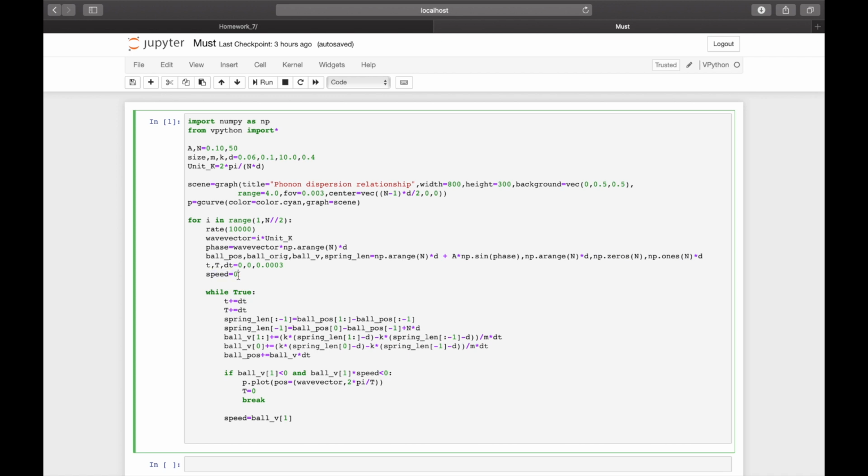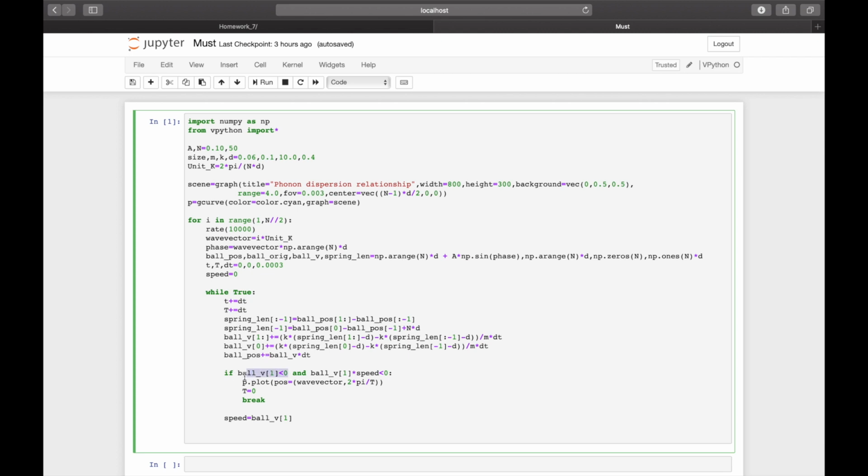Speed over here is created to store the previous ball's velocity since we need it to do some conditional statements. In the while loop, lower t and upper t will be updated as dt increases. The first until the second last spring length equal to the position of the second ball to the last ball minus the position of the first ball to the second last ball. The last spring length equals the position of the first ball minus the position of the last ball plus n times d since they are connected by one connective spring. The velocities of balls are calculated in the same way as the springs.